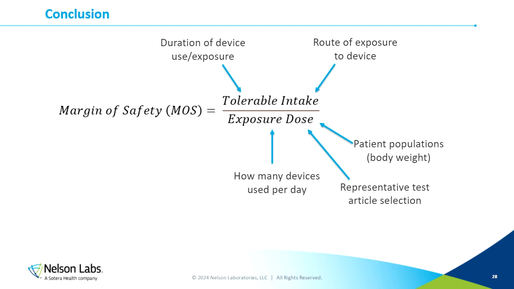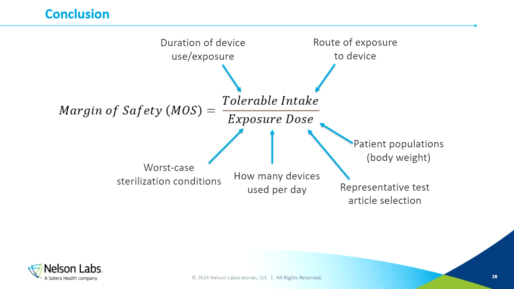Now, the idea of a representative test article selection goes both ways. It's the most conservative thing to justify that you have the largest surface area and all components of construction, but also remember to be reasonable with this, where if you have a multi-component device with only a portion having patient contact, only test the parts that have that patient contact.